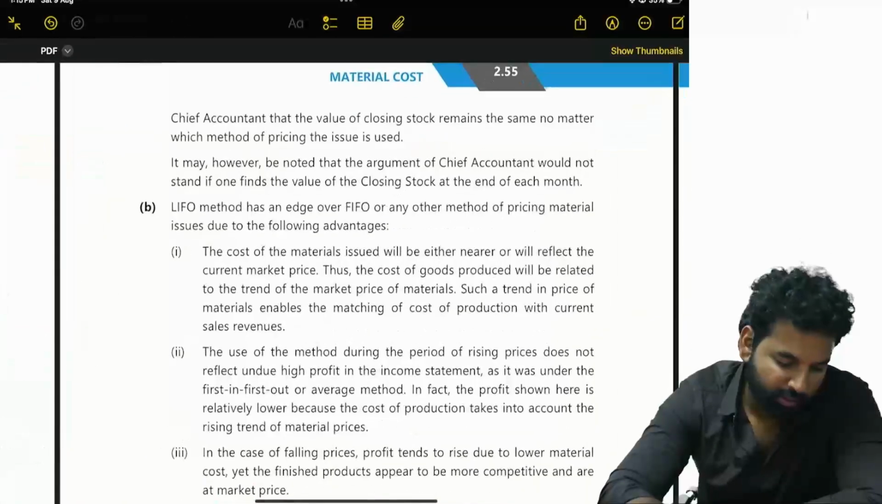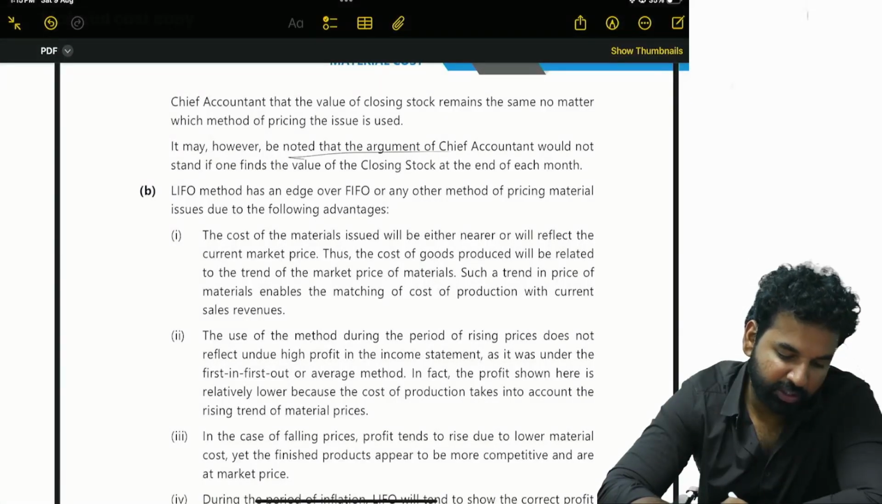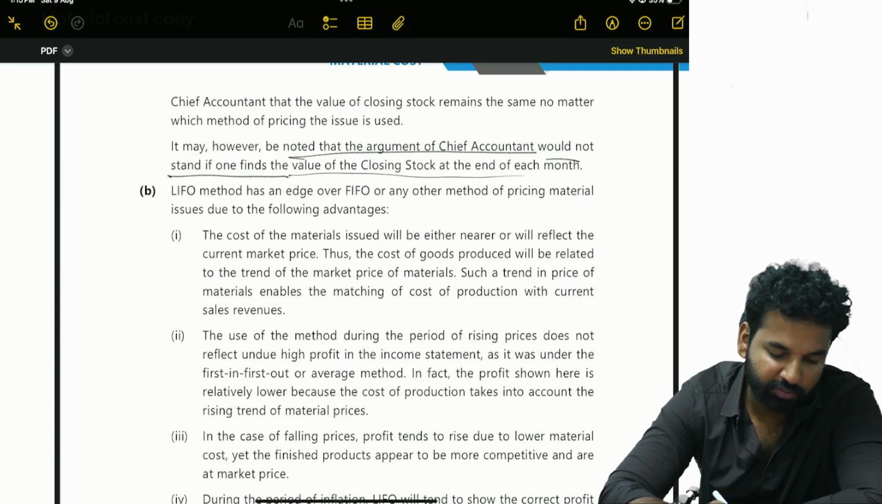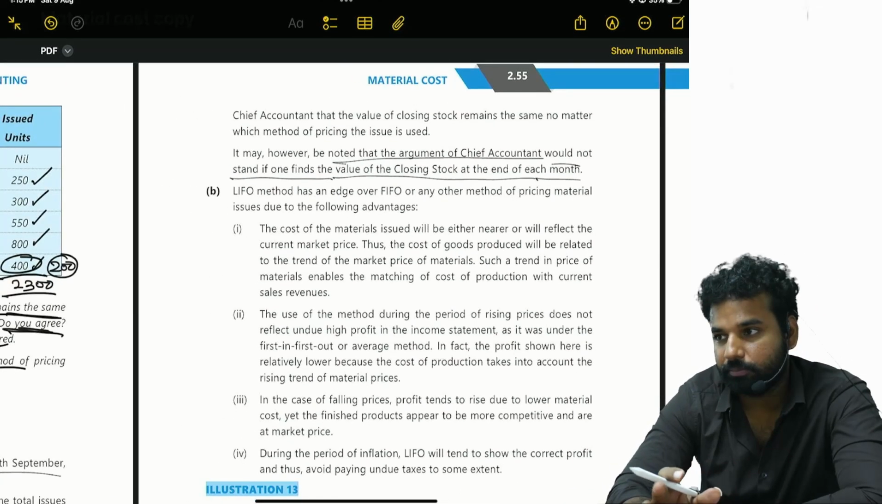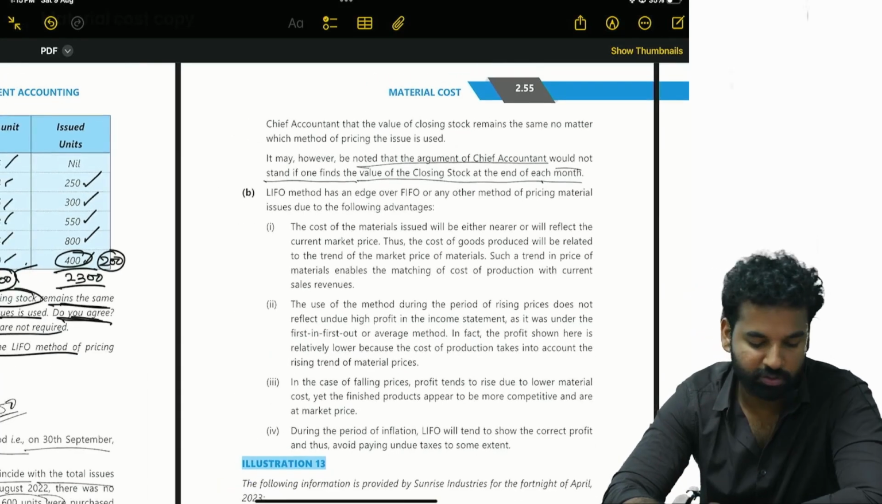Okay. Right. It may, however, be noted that the argument of the chief accountant would not stand if one finds the value of the closing stock at the end of each month. At the end of each month it is not same.